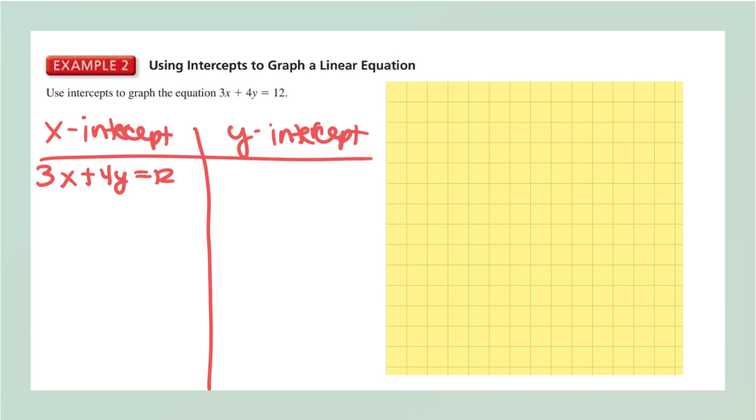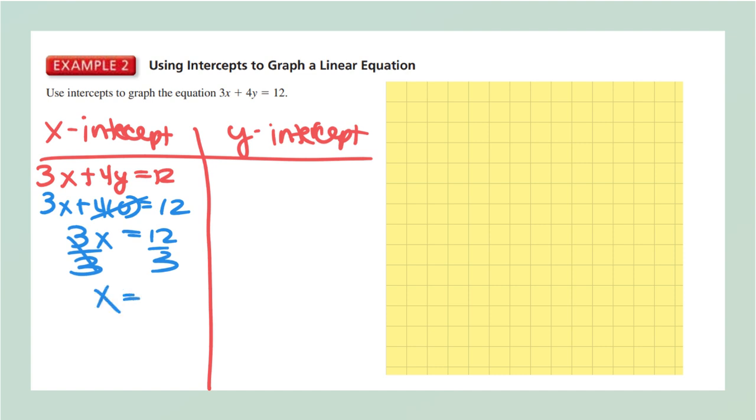This is the equation, right? Look back over here. So here we have 3x plus 4 times 0 equals 12. So obviously we have 3x, because we know that this cancels out, equals 12. What do I do now? Divide by 3 on both sides, and x equals what? What's 12 divided by 3? x equals 4. So the x-intercept is 4.